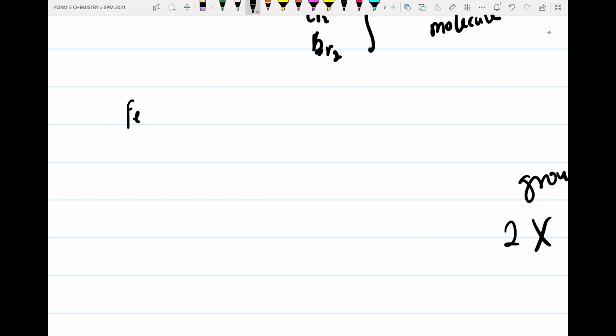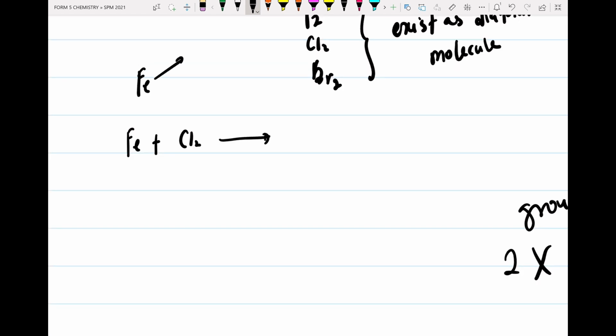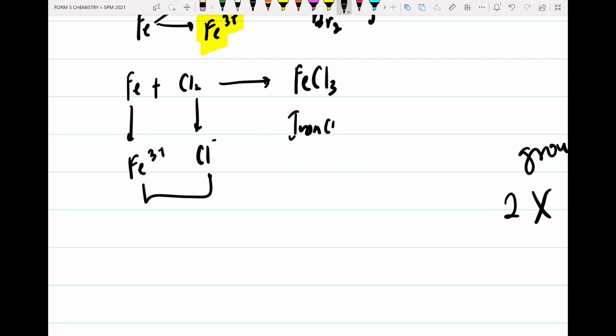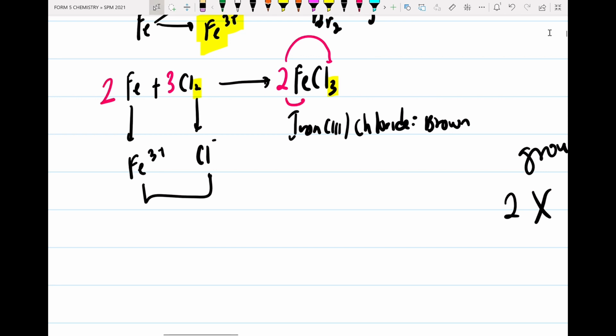So I'll take one example. Iron reacts with chlorine. Remember iron has two types of oxidation number: one is Fe2+, another one Fe3+. Please take the iron(III) ion in this reaction. So Fe3+ and chloride ion combine together, so we get FeCl3. The compound is named iron(III) chloride, and the color is a brown powder. How to balance the equation? You got 2, you got 3, so 2 times 3 is 6, 3 times 2 is 6, iron 2. This is the first reaction, halogen reacts with iron.